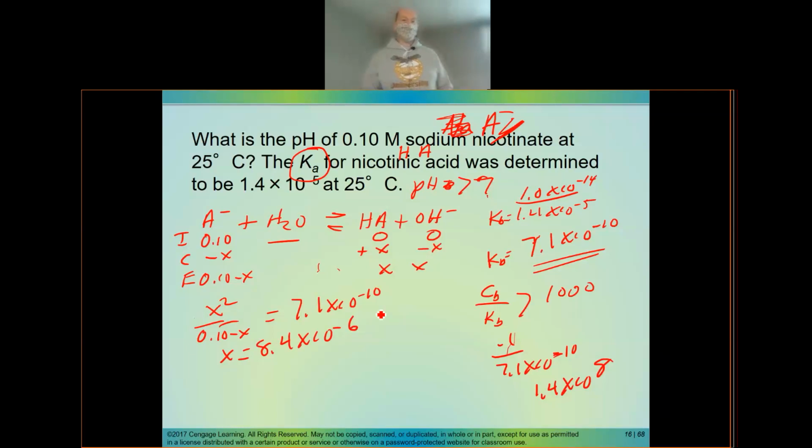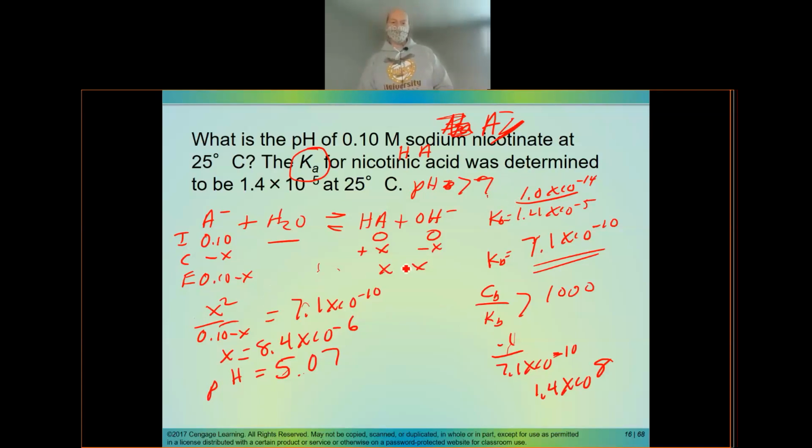All right, so they want the pH, so you take the negative log of that, and you get 5.07. Here's where the other wrong answer comes in. People will say, there is your pH. Well, wrong. That is not the pH, because you have to know what X is.